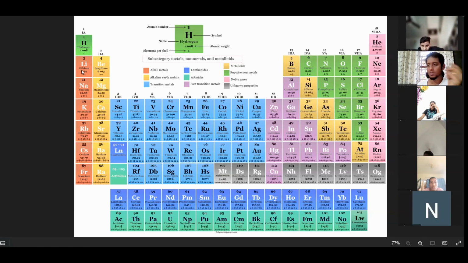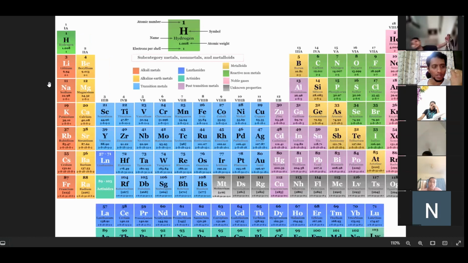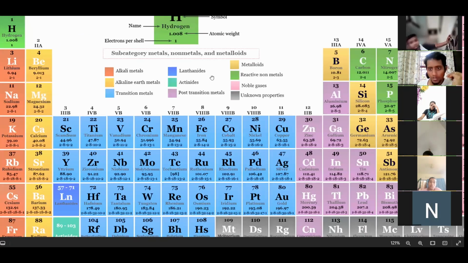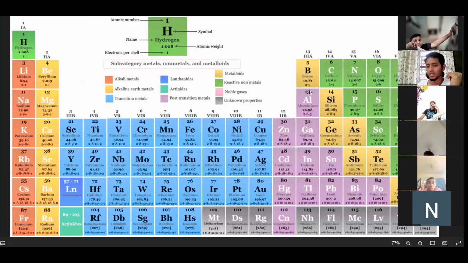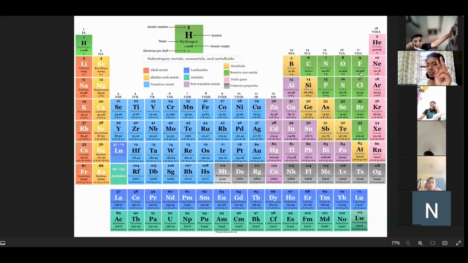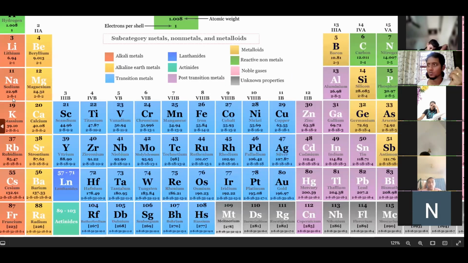Lithium has 2 orbits. First orbit has 2 electrons, second orbit has 1 electron. Look at the electronic configuration: boron is 2, 3; carbon 2, 4; then 2, 5; 2, 6; 2, 7; and 2, 8. So there are 2 orbits. Third period: what is common for all the elements in the third period? They have 3 orbits. Sodium: 2, 8, 1, 3 orbits. Next, 2, 8, 2, 3 orbits.